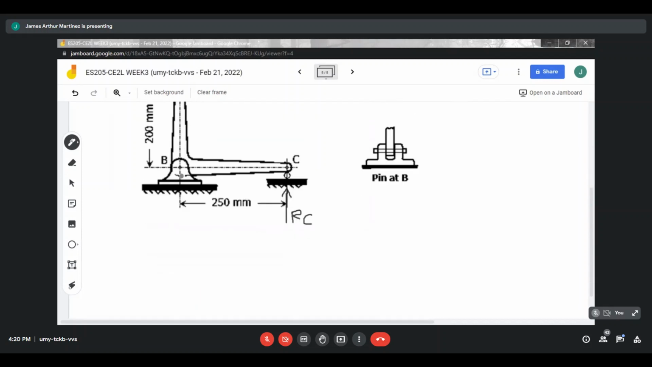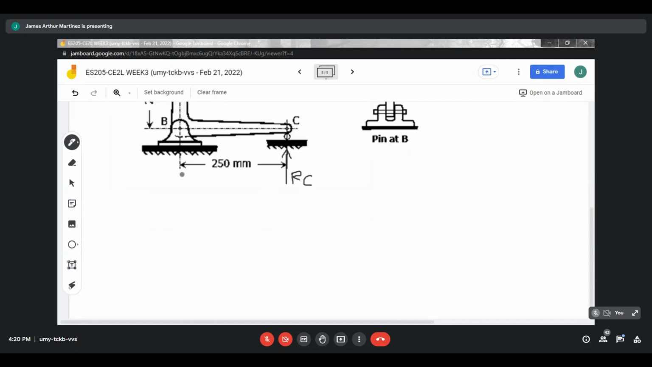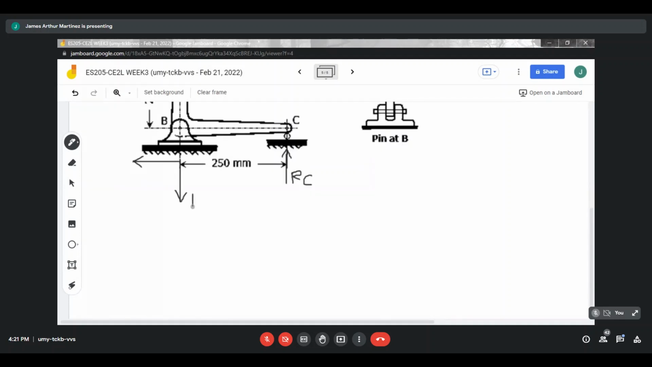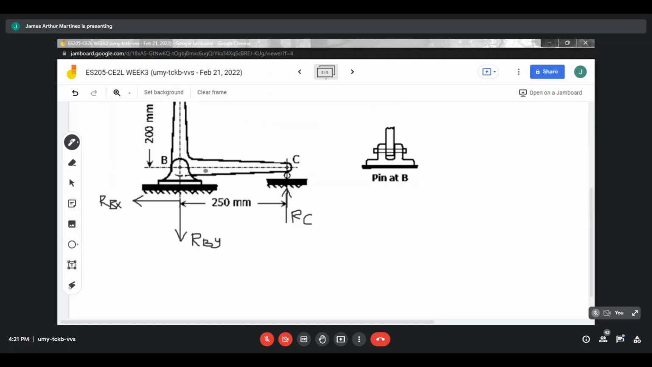And then at support at point B, since this is a pin support, so we have two reactions at pin support. So you have horizontal and vertical reaction for point B. So we'll name this as RBY and RBX. Okay?